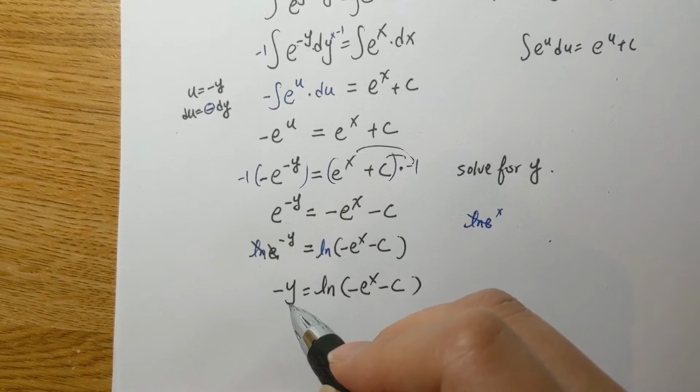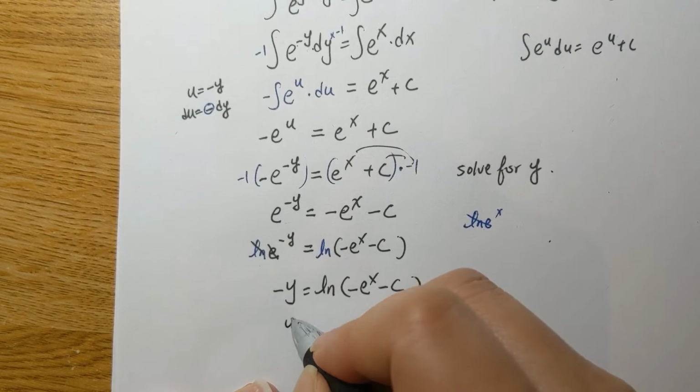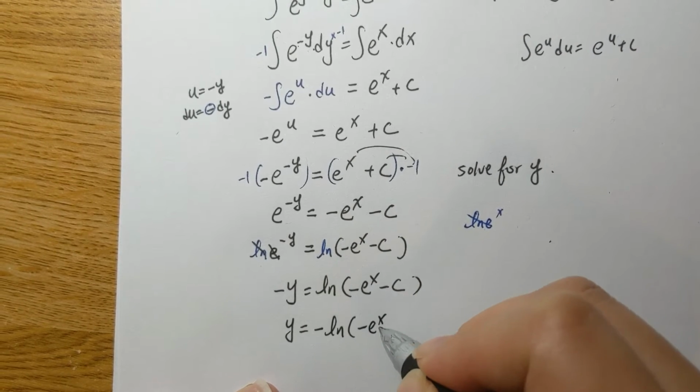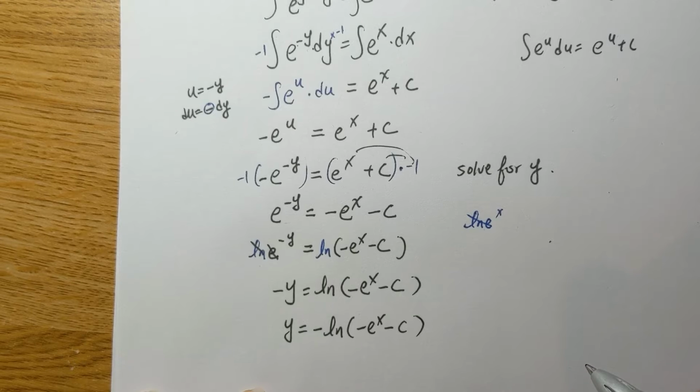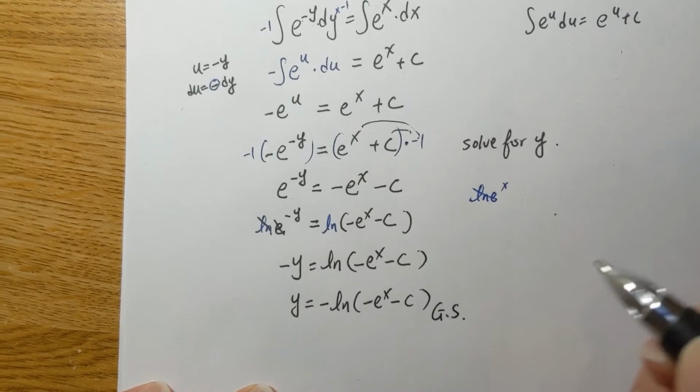So we still have to get rid of the negative sign. Therefore you divide by negative 1 on both sides. So y equal to negative ln of the same expression. So we got the general solution.